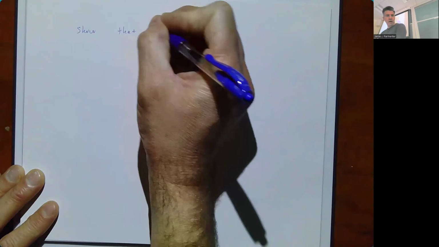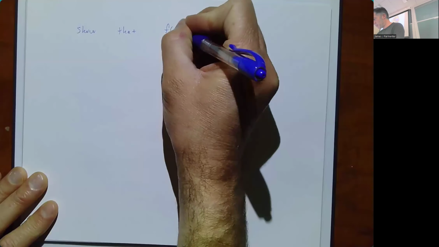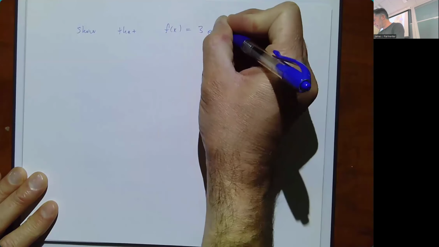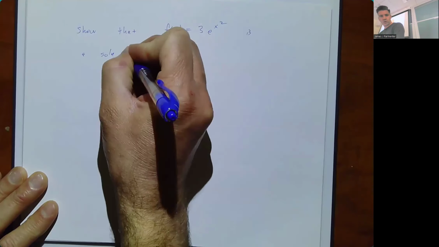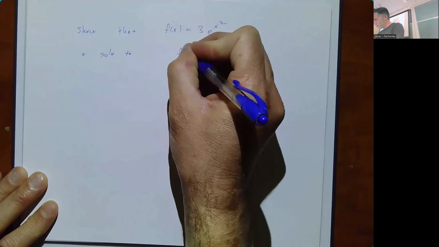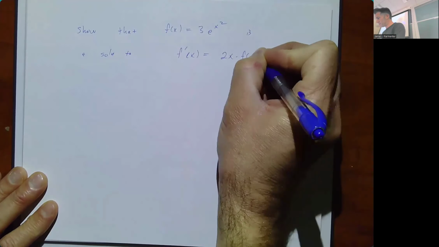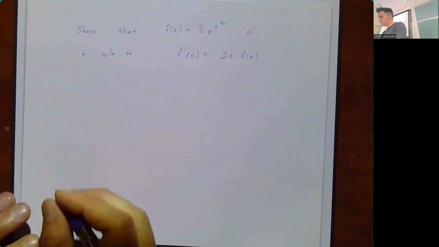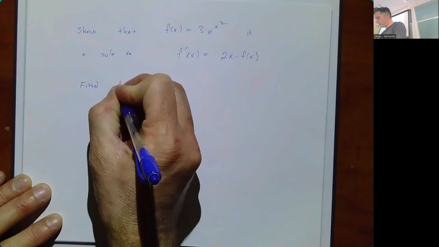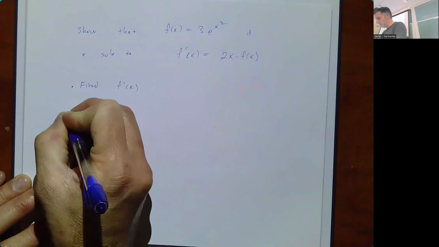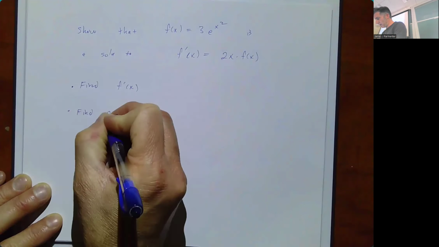Let's say we want to show, in fact, I want you all to show that f of x equal to 3e to the x squared is a solution to f prime of x equal to 2x times f of x. So here's what I want you all to do. Find f prime of x, and then find 2x times f of x.